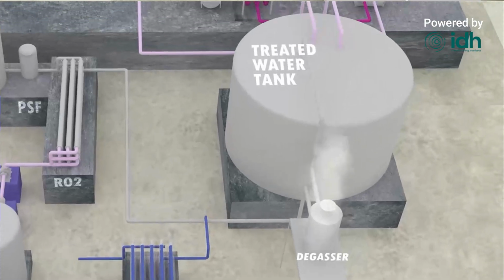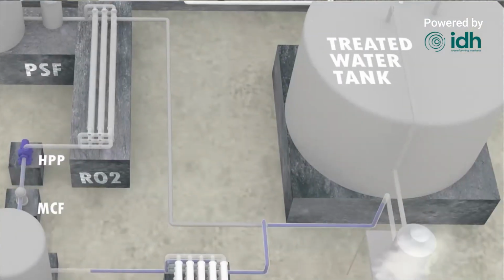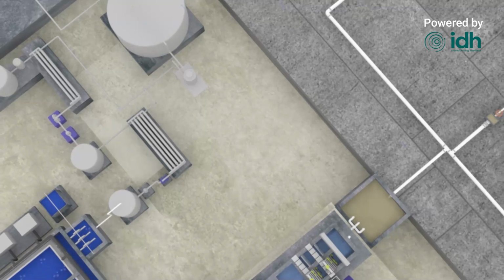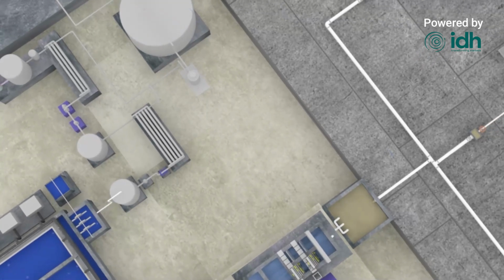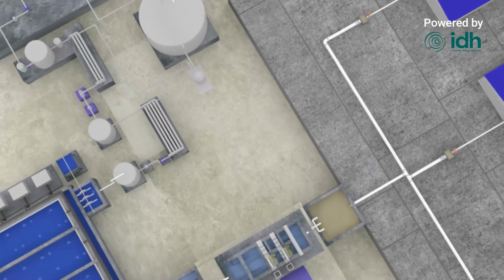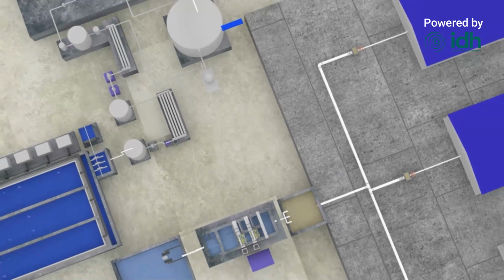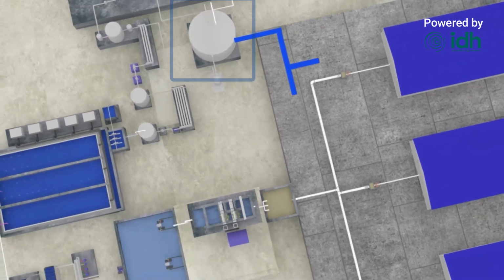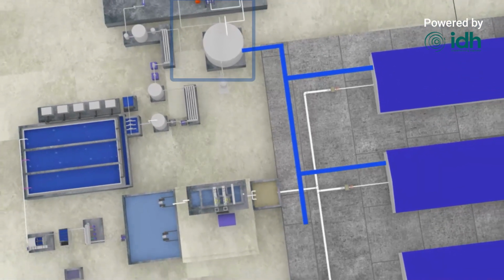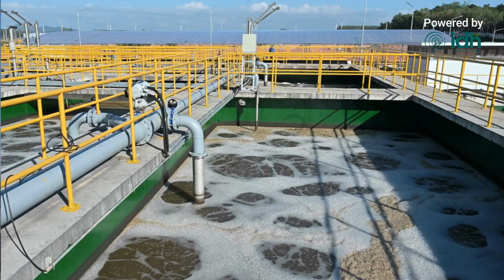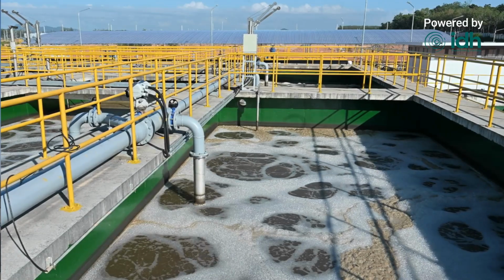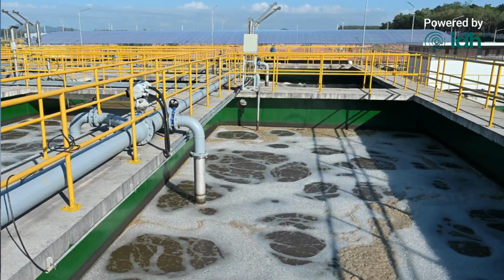The degassed water from the combined RO1 and RO2 permeate, as well as the treated water from the RO3 unit, is collected in the treated water tank. This ultra-pure water can be used for various purposes within the industry, significantly reducing the plant's reliance on fresh water sources. The journey through the industrial wastewater treatment plant reveals the dedication and technology involved in safeguarding our water resources.